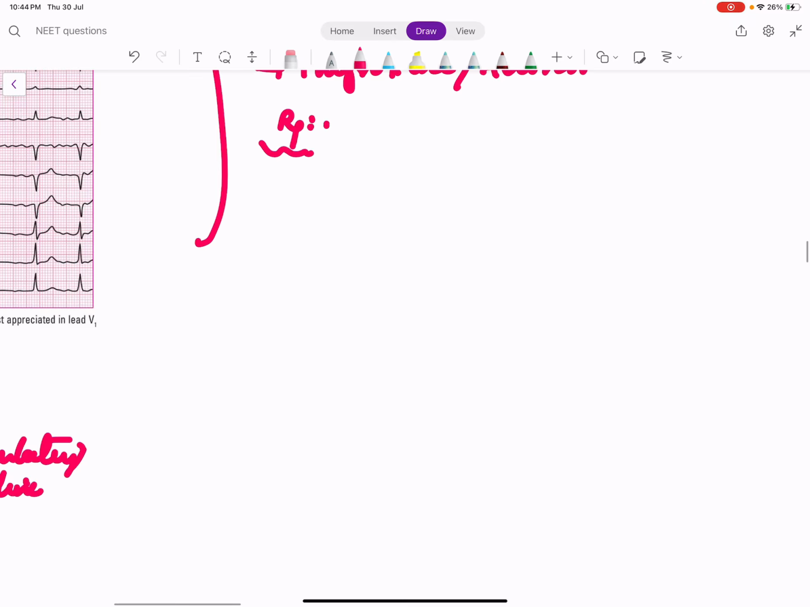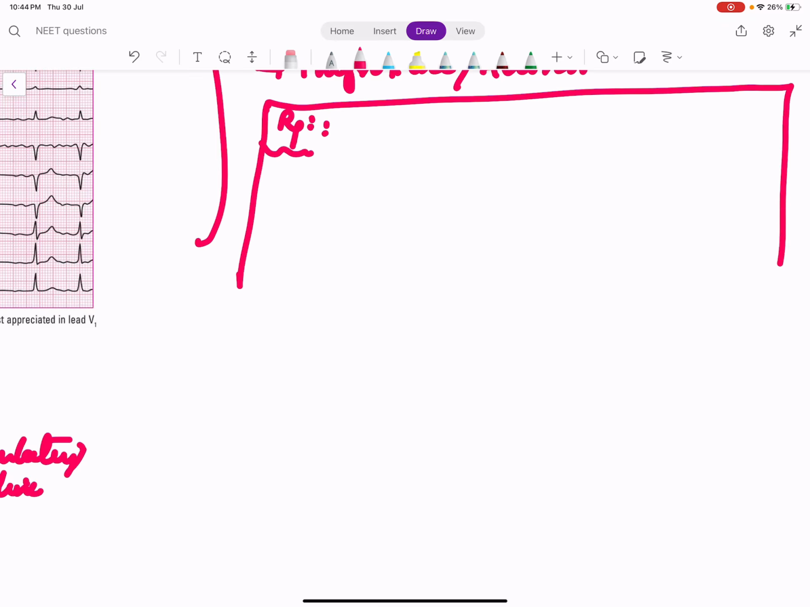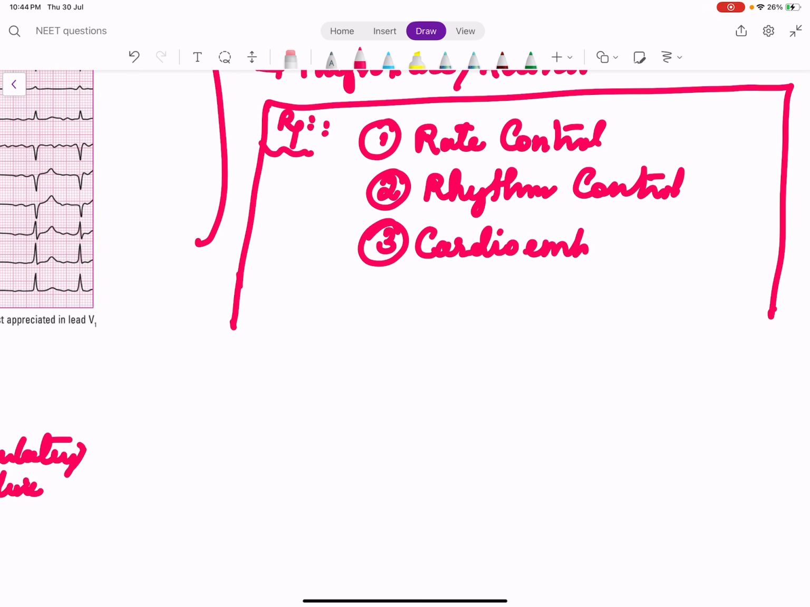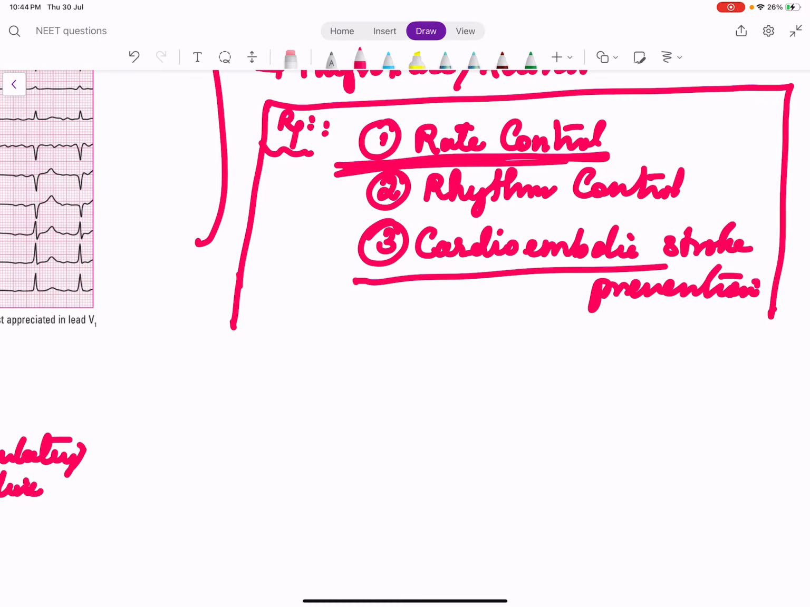How will you treat? First thing, rate control. Second thing, rhythm control. Third is cardioembolic stroke prevention. Sometimes the order comes differently. Rate control is most important. Next comes stroke prevention. Rhythm control comes last actually.